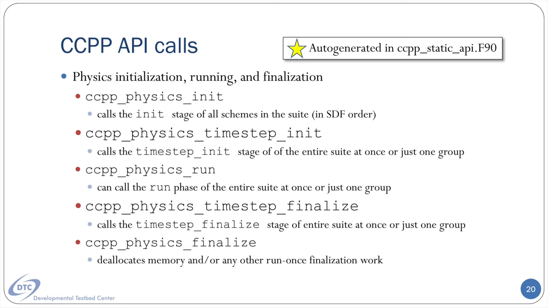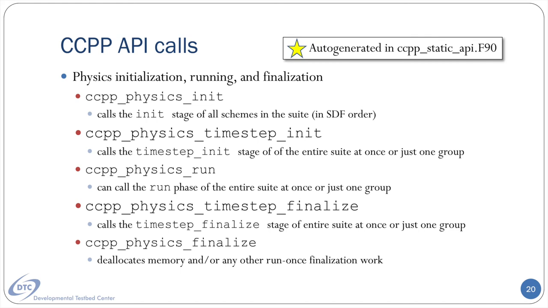The CCPP physics init call starts the init stage of all physics schemes in the given suite, in the order in which they appear in the SDF. The physics initialization stage is when functions such as reading lookup tables, reading input datasets, computing derived quantities, broadcasting information to all MPI ranks, etc., take place. Initialization procedures are typically done for the entire domain, that is, they are not subdivided by blocks. Similarly, many, but not all, parameterizations need to be finalized, which includes functions such as deallocating variables, resetting flags from initialized to non-initialized, etc. This is the function of the CCPP physics finalize call.